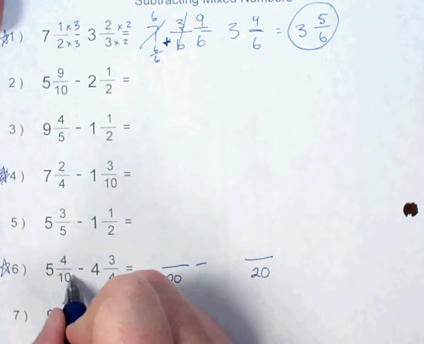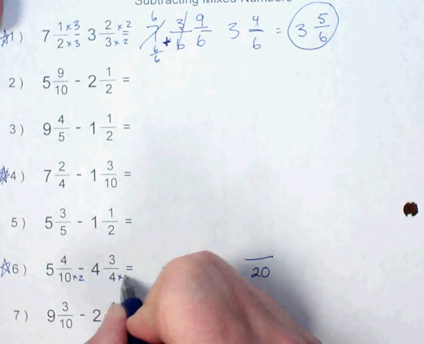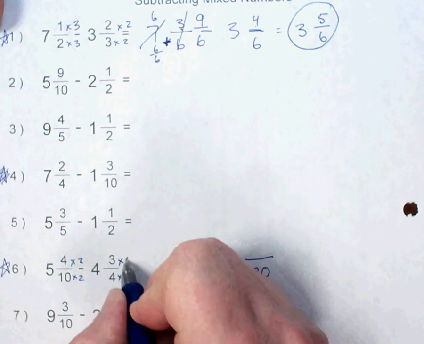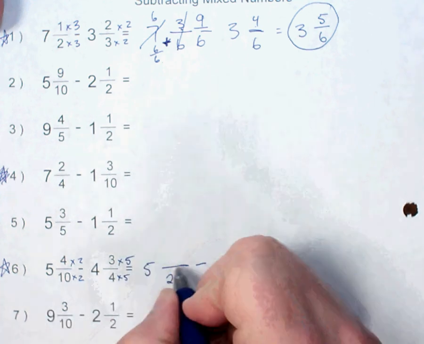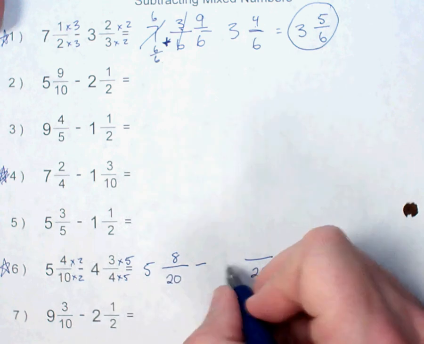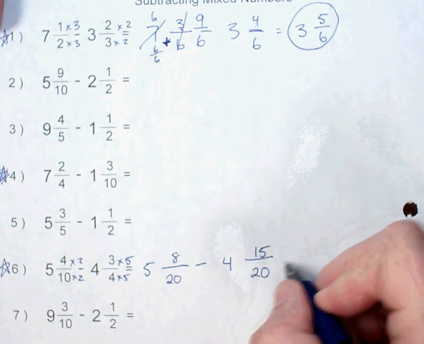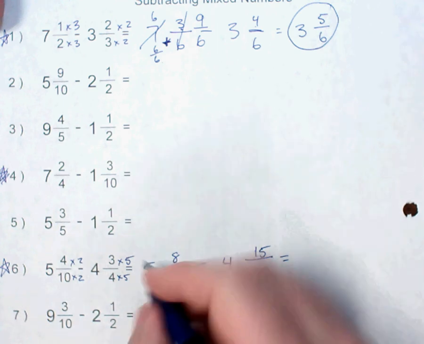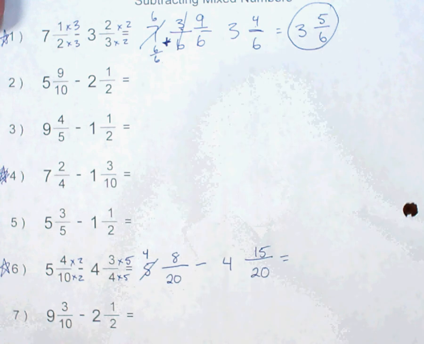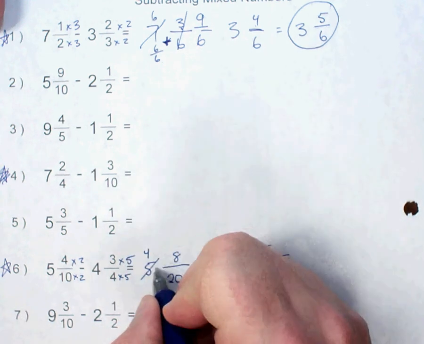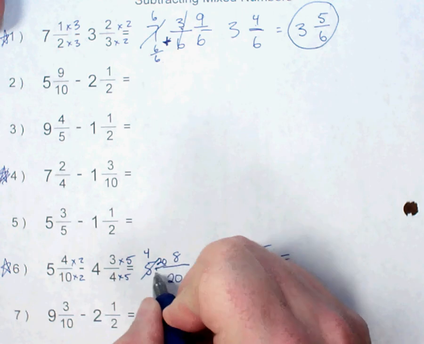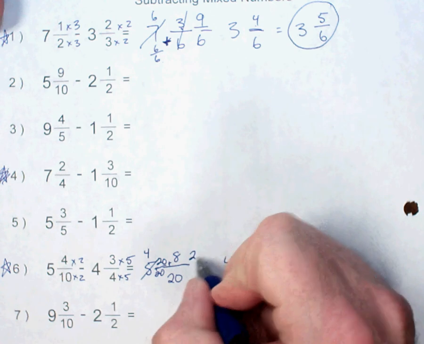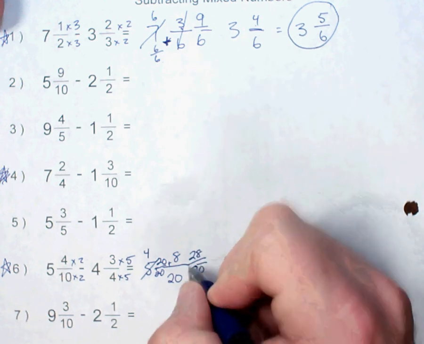So my 20 can be a common denominator because it's a common multiple of the two. To get there, I multiply 10 times 2 and 4 times 5. And then I'm simply going to do that to the numerators as well. So my 5 and 4/10 becomes 5 and 8/20, and my 4 and 3/4 becomes 4 and 15/20. Now again, I have to regroup because I cannot subtract 15 from 8. So my 5 becomes a 4. I'm going to add 20 over 20 to give me 28 over 20, and that becomes my new fraction.